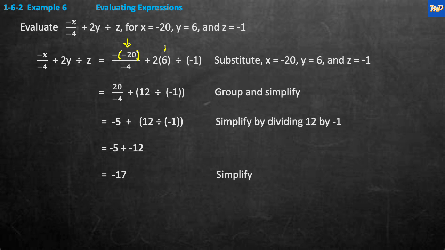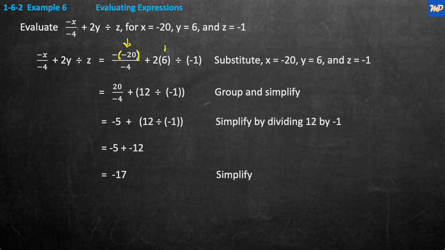When we do that, we see that negative times a negative 20 gives a positive 20 divided by negative 4. You could have put a negative 20, you could have put the negative in front. It doesn't matter where you put it. That negative 4 makes the entire fraction negative. And then that's plus, and we put the parentheses around these two terms.